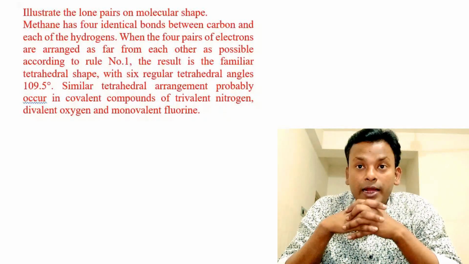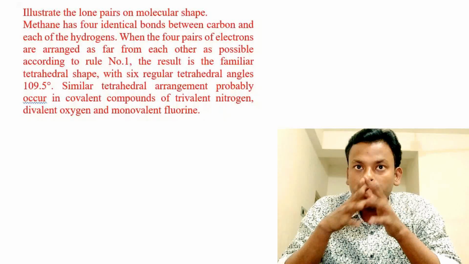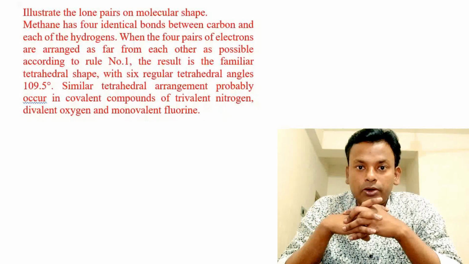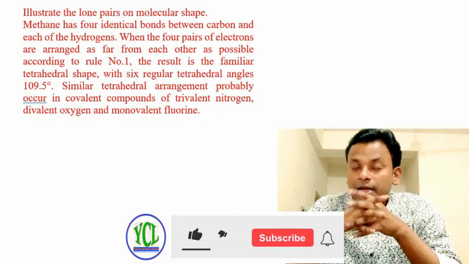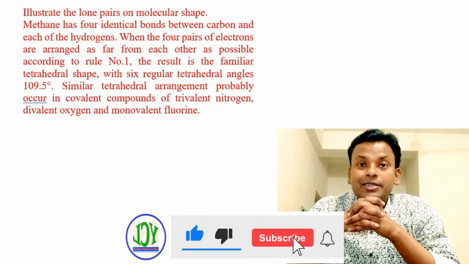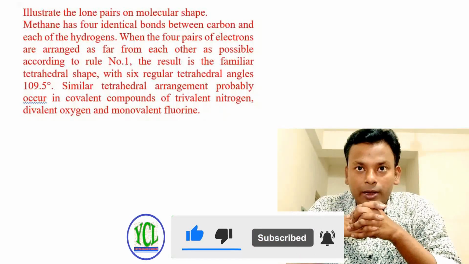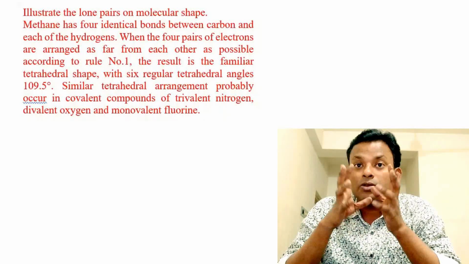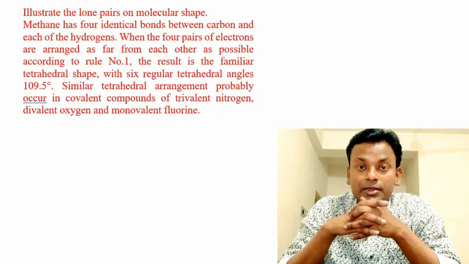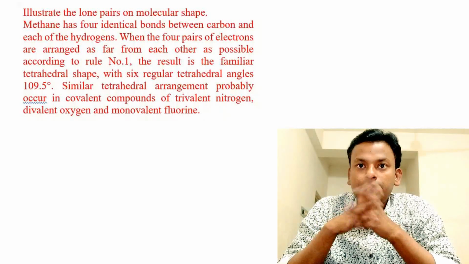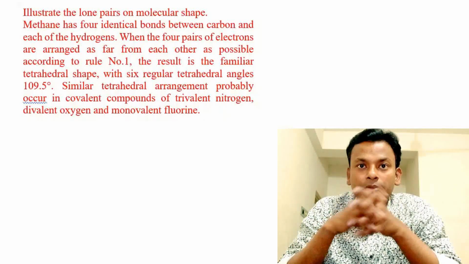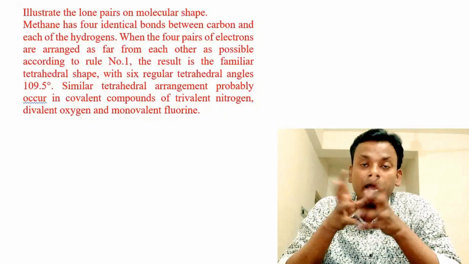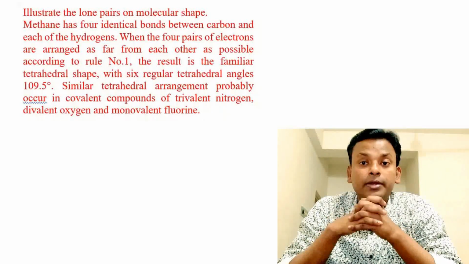Methane has 4 identical bonds between carbon and each of the hydrogens. When the 4 pairs of electrons are arranged as far from each other as possible according to rule number 1, the result is the familiar tetrahedral shape with 6 regular tetrahedral angles, that is 109 degrees 28 minutes. A similar tetrahedral arrangement probably occurs in covalent compounds of trivalent nitrogen, divalent oxygen and monovalent fluorine.